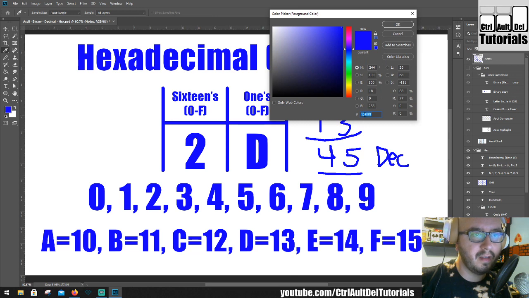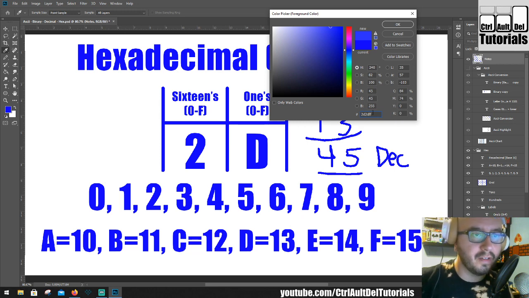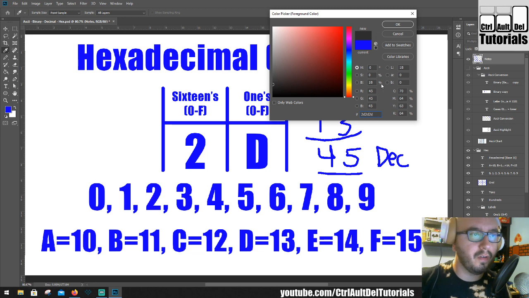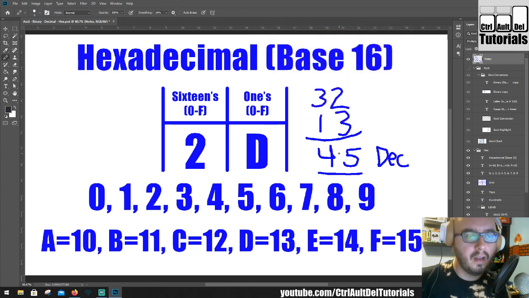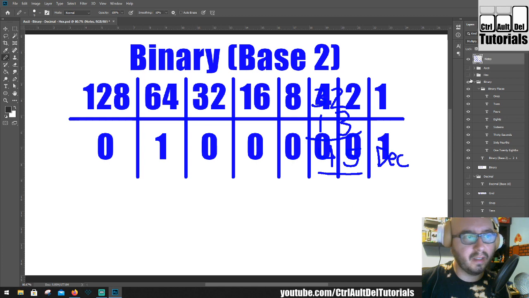Let's check that. If I put in 2D, my red turns to 45. If we go here, 2D, my green turns to 45. If I go here, my blue, 2D, those are all 45s. That's a dark gray. All right, so 45. Well, how do we get from 45 to binary? We haven't gone that direction yet. So let's turn off hexadecimal, and we'll come back to binary.